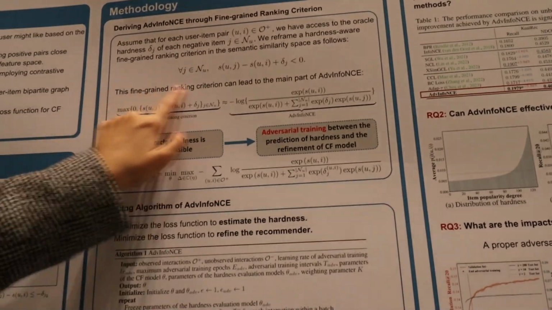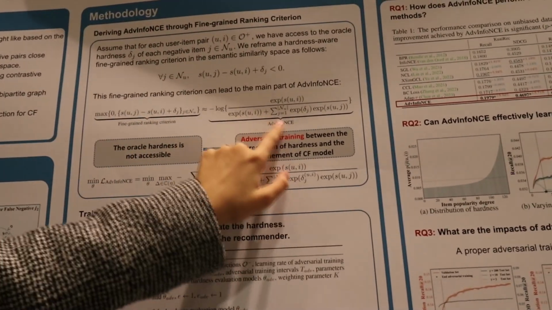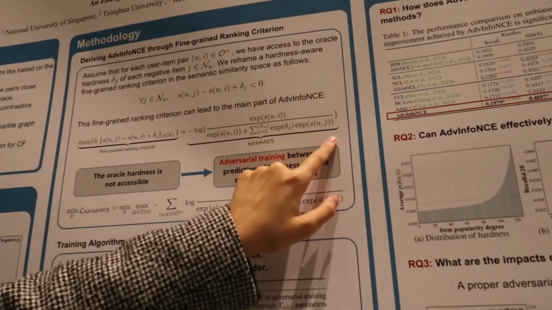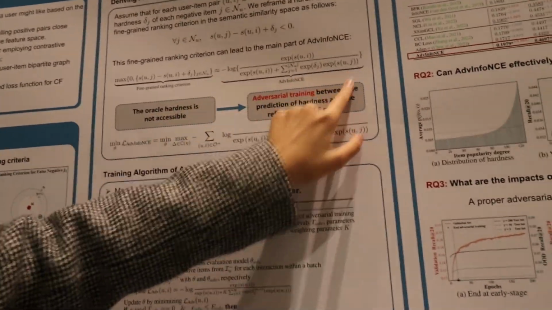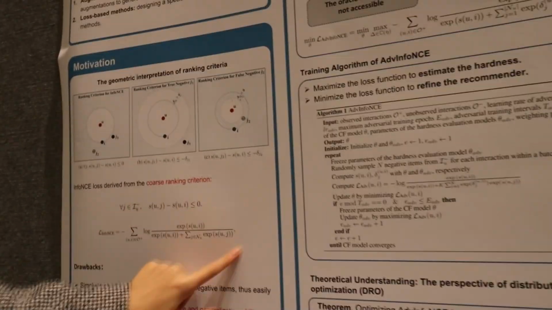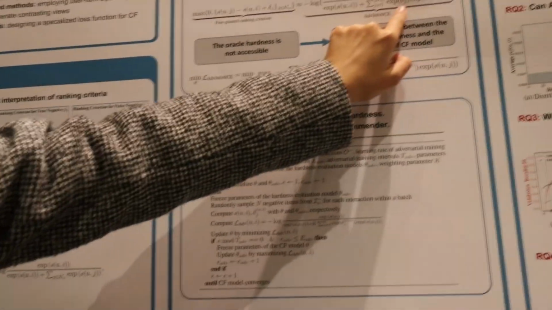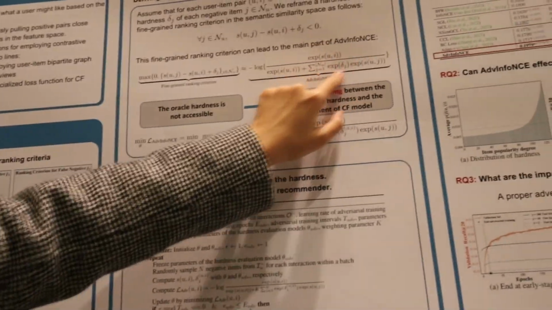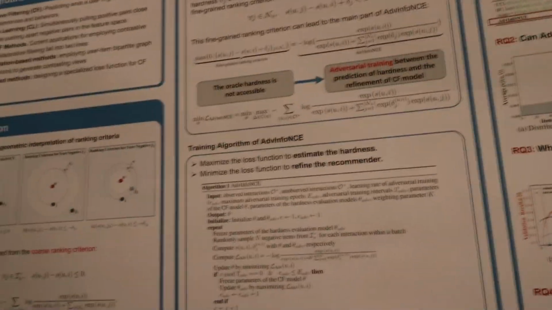And just based on this fine-grained ranking criterion, we can directly obtain this mean part of our new loss here. The only difference between this new loss and the old influence loss is actually here, the delta J. For each negative J, we have some degree of dislike. So you just weight the negative samples by the hardness in some way.